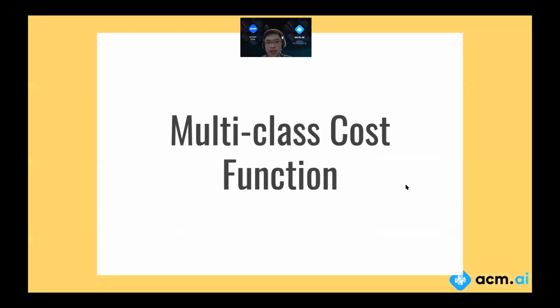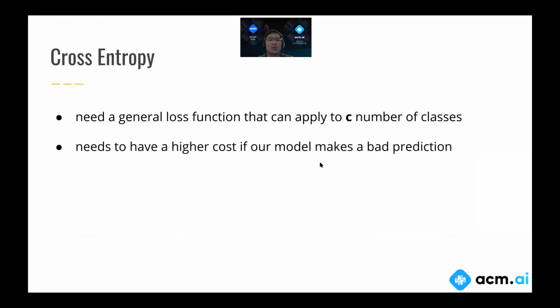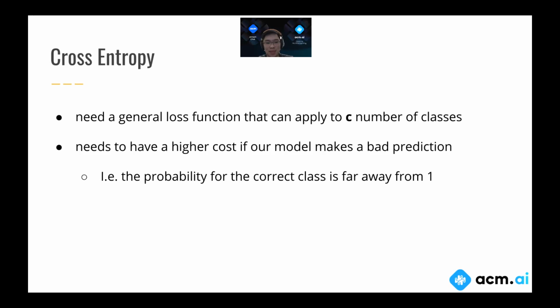All right. So the cost function for multi-class classification is cross-entropy. The motivation behind cross-entropy is we want a general loss function that can apply to an arbitrary number of classes, C. Intuitively, we want a higher cost if our model makes a bad prediction. That means the probability of the correct class is far away from 1. For example, if we have a cat image, but our model only predicts a 10% chance that the image is a cat, then the cost will be higher than if our model predicts a 90% chance that the image is a cat.